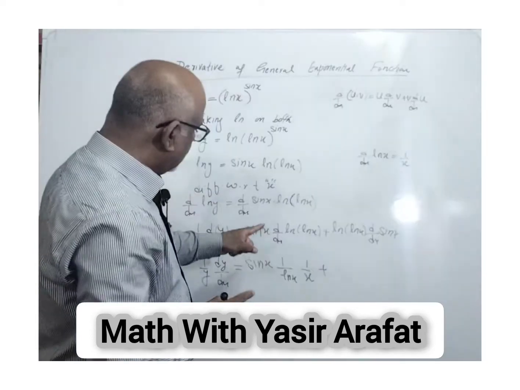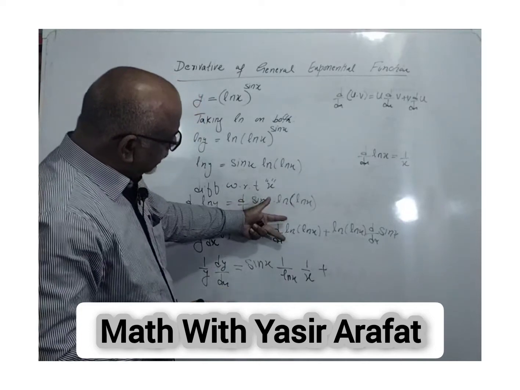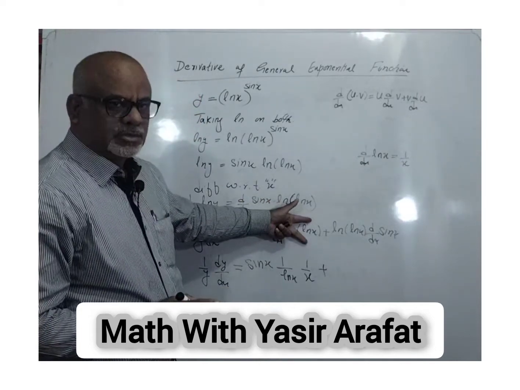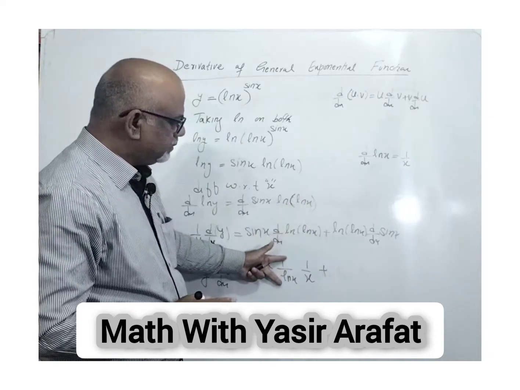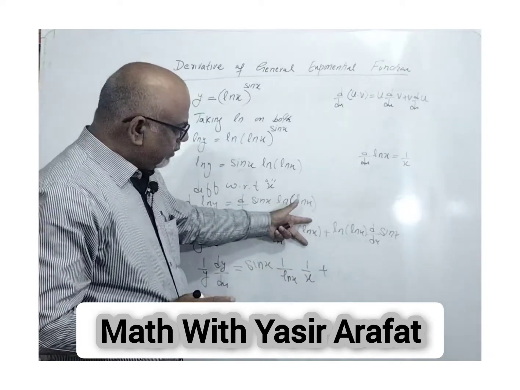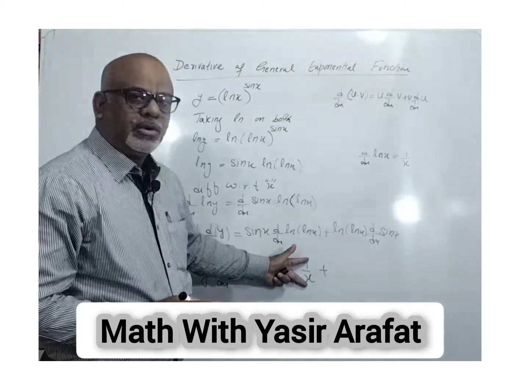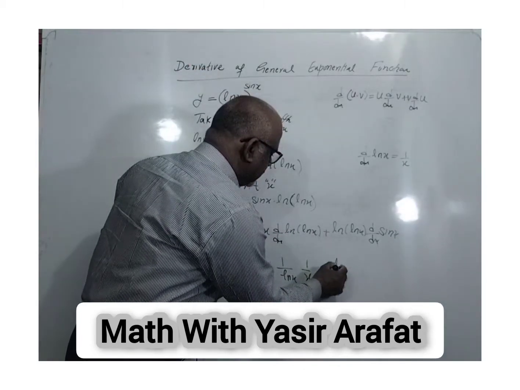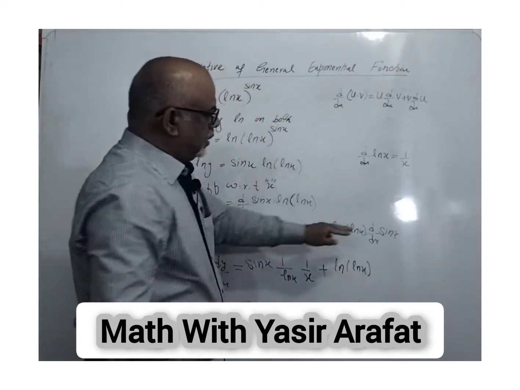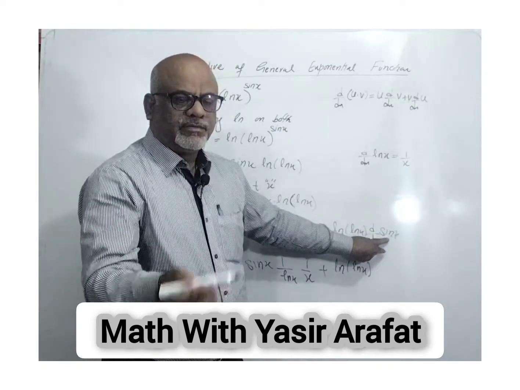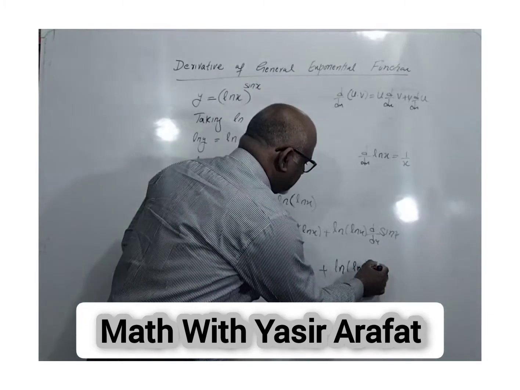Please, I'm going to repeat this point here again. This is ln of ln x. So the derivative of this ln will be 1 upon ln x, and the derivative of ln x is 1 upon x. So this remains the same. The derivative of sin x, we have a formula, is cos x.